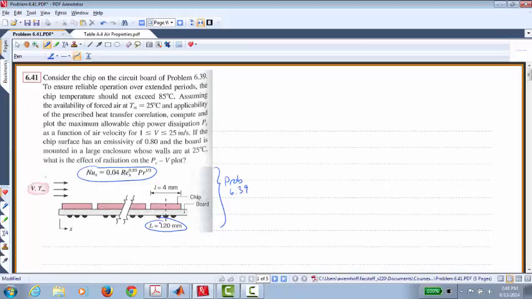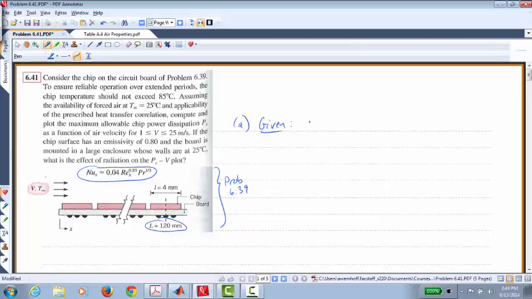In this problem here, we're looking at a maximum chip temperature of 85 degrees C, and also the incoming air is fixed at 25 degrees C, but the velocity is varying. And so what we're trying to do here is determine what's the maximum amount of power the chip can produce for a given velocity distribution between 1 and 25 meters per second, and an incoming fluid temperature of 25 degrees C. And the second thing we're going to do then is also include radiation to the problem. So let's look first at part A.